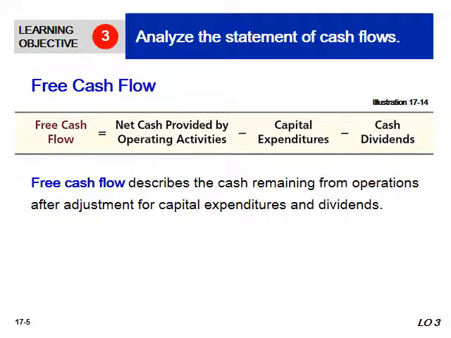All right, the ratio in this chapter is the free cash flow. What that is, is the cash provided or used by operating activities minus capital expenditures minus dividends. So it's the cash remaining after you've done your capital expenditures and your dividends. It's the cash remaining from operations after you've done your investing activities and your financing activities.